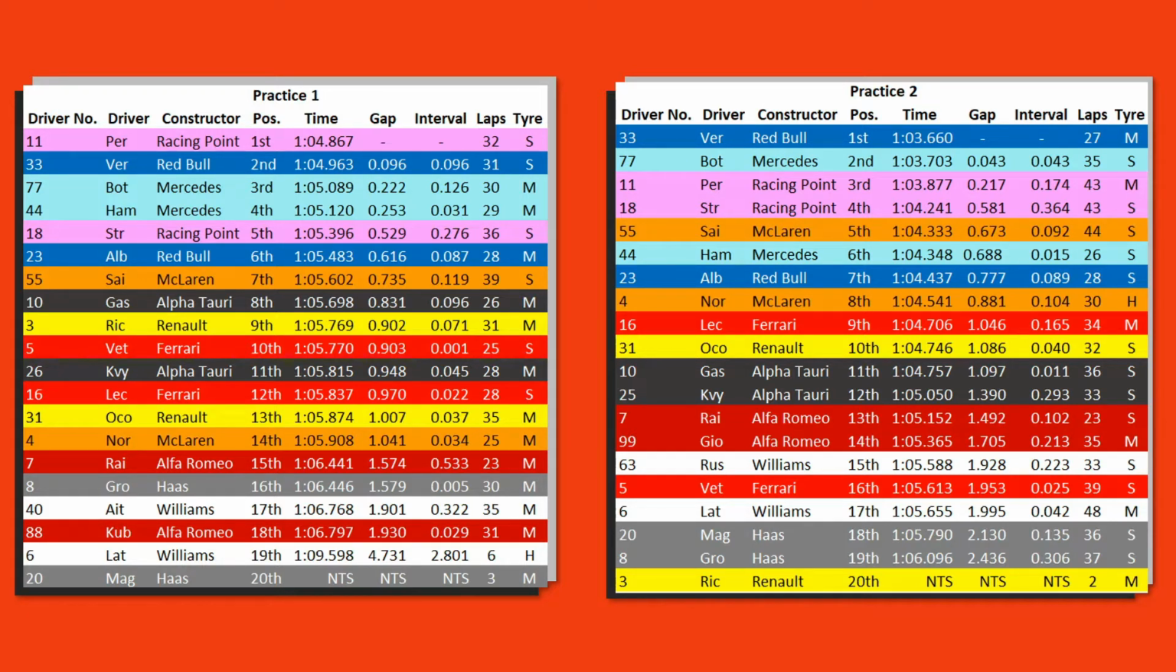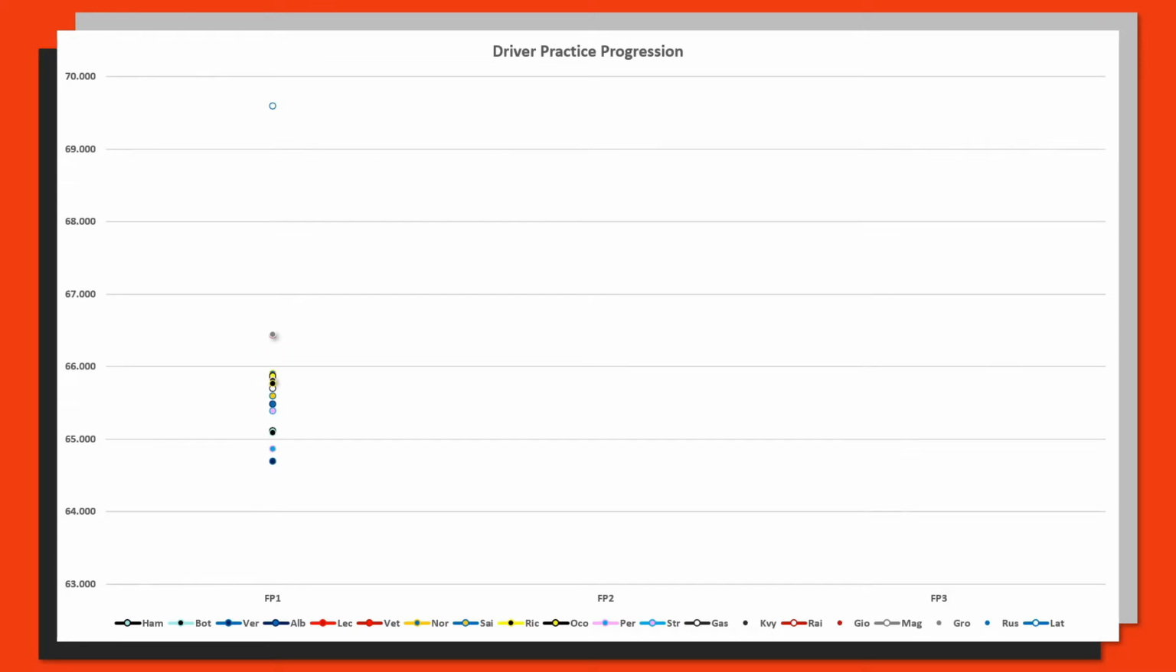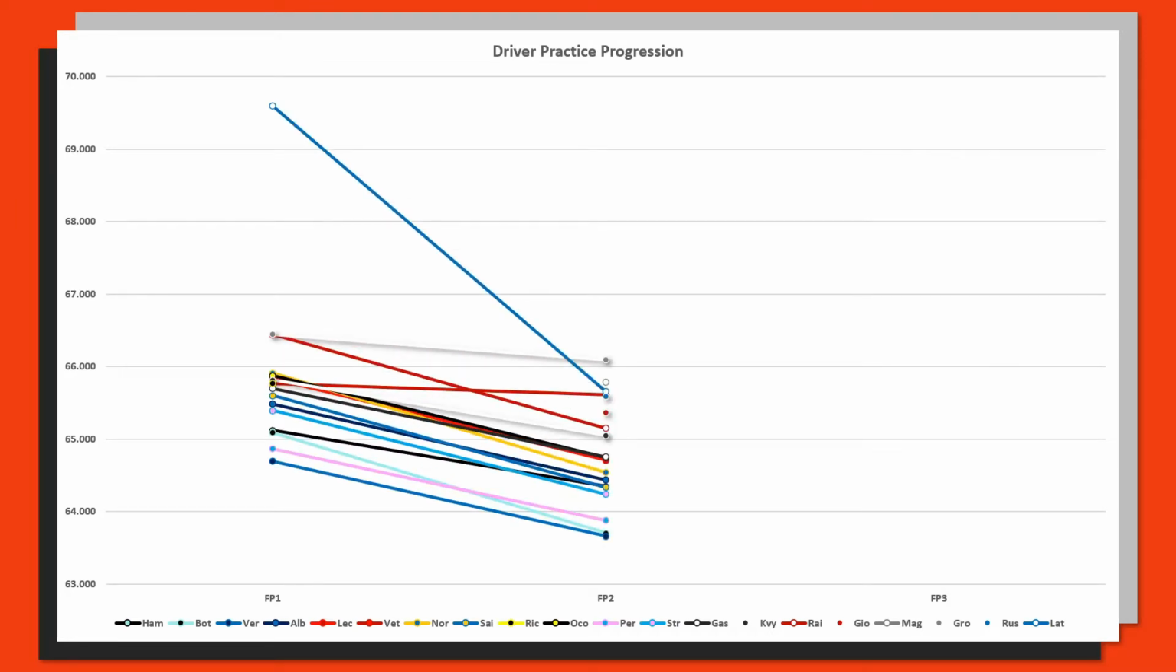So the first thing I can do with this data is map on each of the team's times and see their progression through practice, and we end up with a graph that looks a little bit like this. The practice data progression, and we can see that Williams have made a significant improvement from practice 1 to practice 2 compared to everybody else. There are teams like Ferrari who haven't made much of an improvement, they're a bit of a horizontal line, and then we have Red Bull, who are actually the quickest team so far in FP1 and FP2.